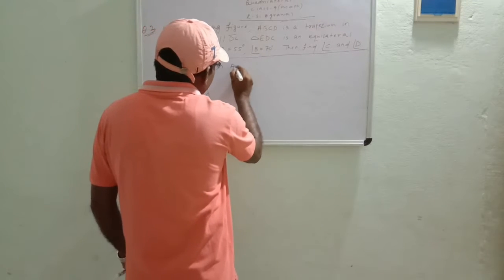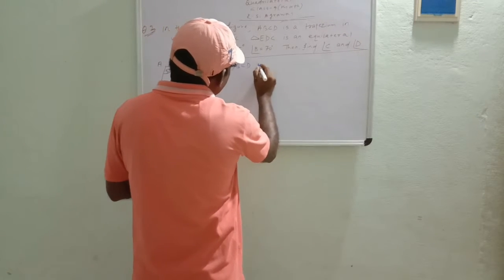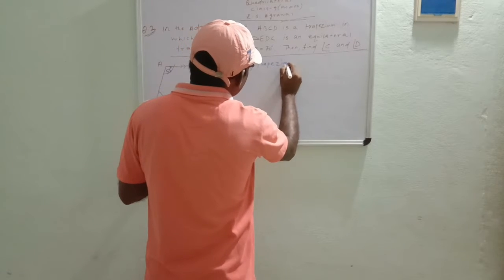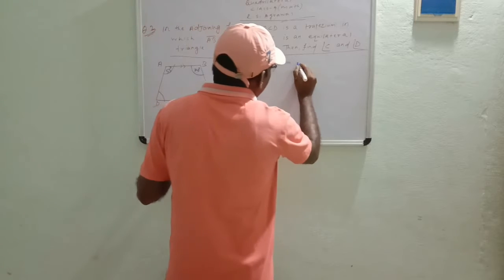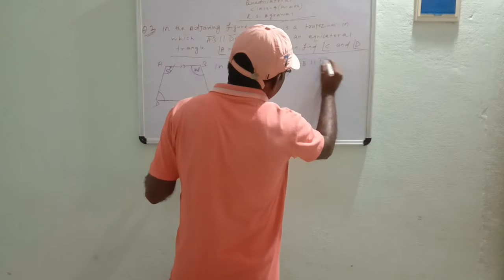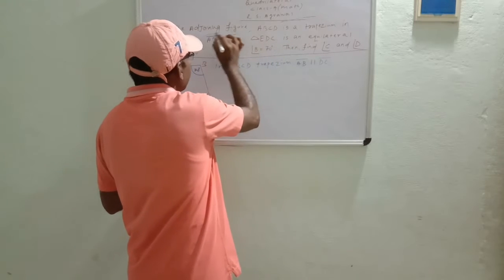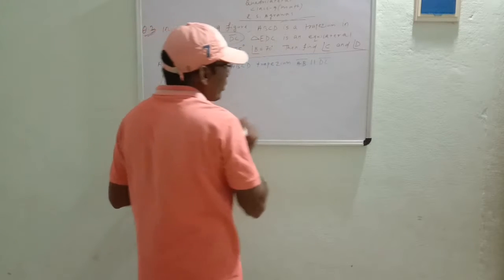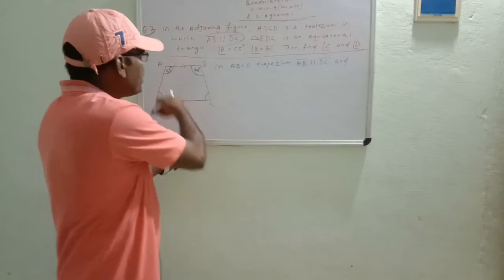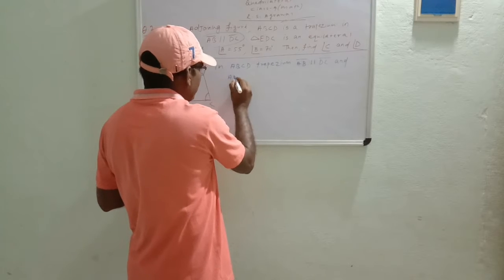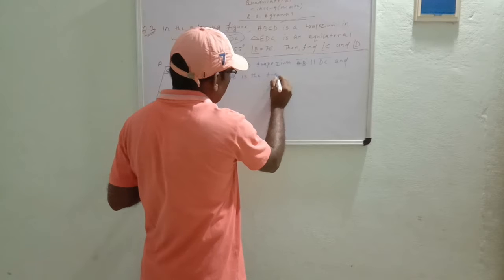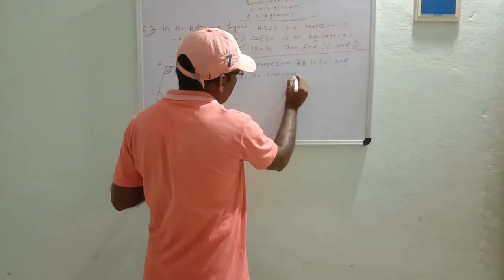In ABCD trapezium, AB is parallel to DC. It has been given in your question. And AD is the transversal.